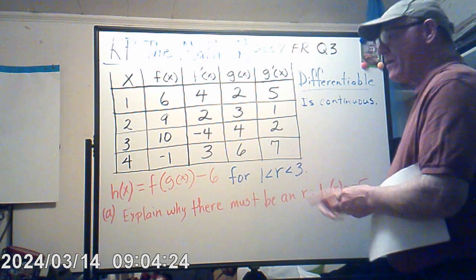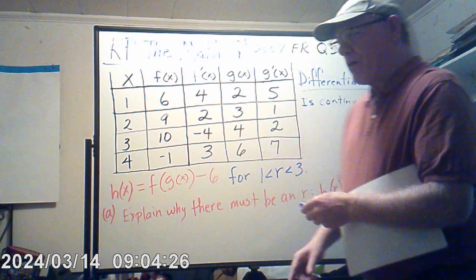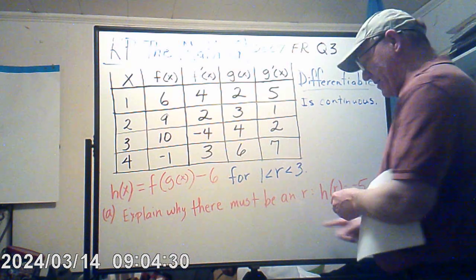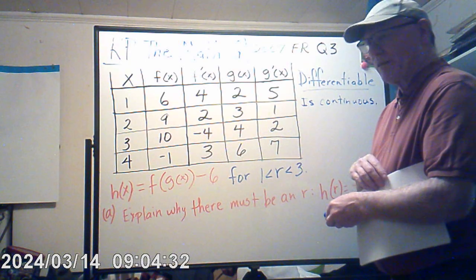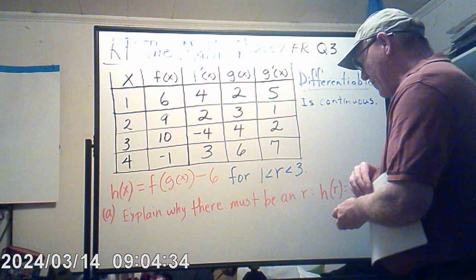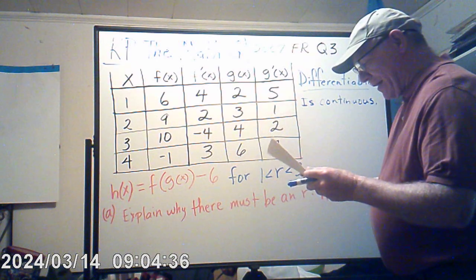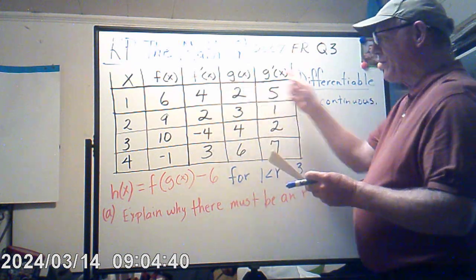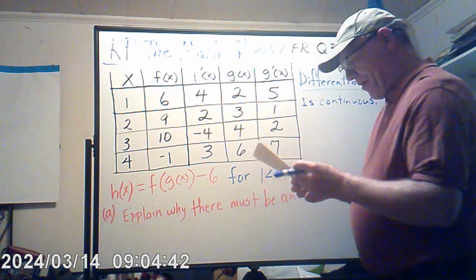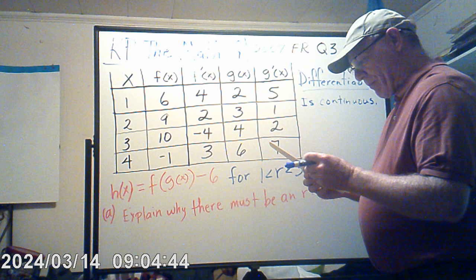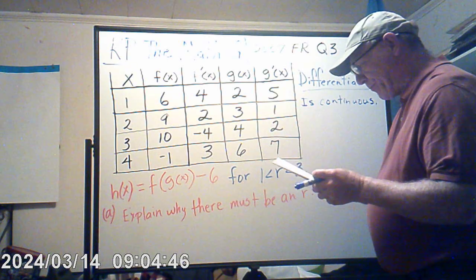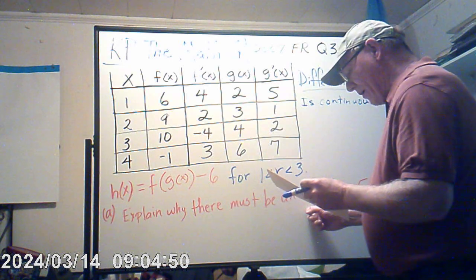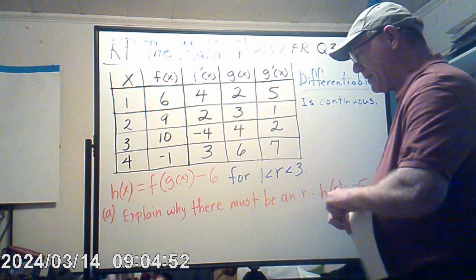And somewhere in your explanation you need to say that because h is continuous, you got to at least state that f and g for that matter, which makes h, are continuous. Then there must be an r. Now we got to find it.